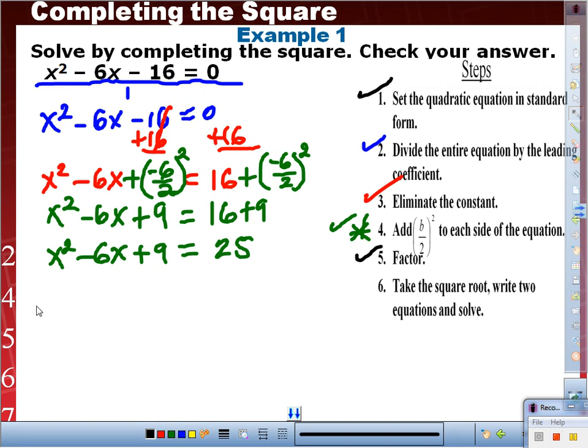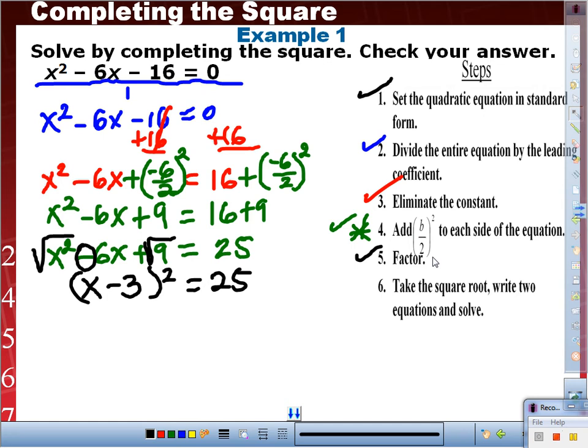Everyone? Square root of the first, which is x. Square root of the last, which is 3. Sign of the middle is minus, and this is squared, equals 25. We just did step 5. Copy that, please. From the corner.